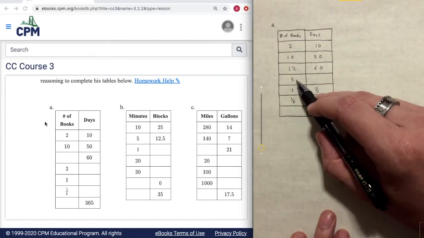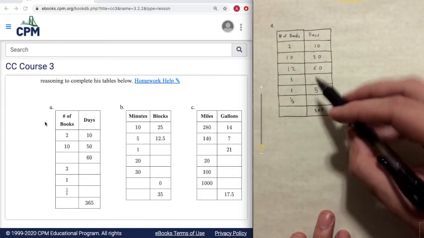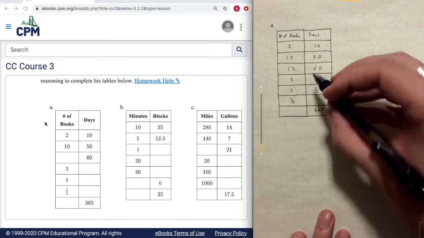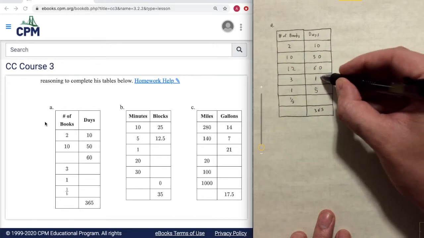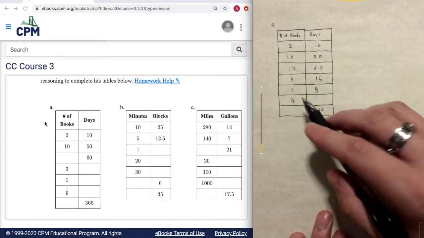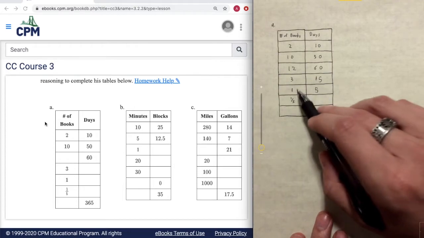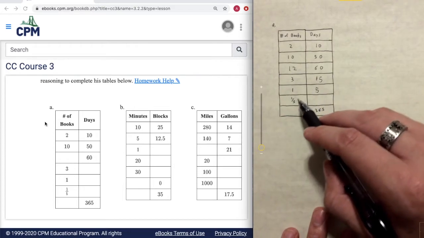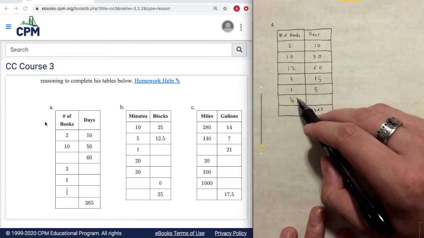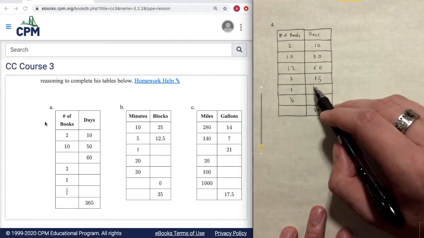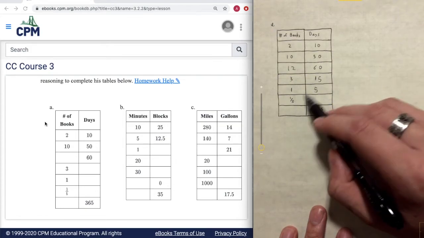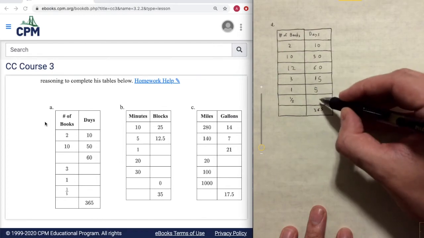So then 3 books, using proportional reasoning, should take him 3 times as long. It'll take him 15 days. So now that we know it's a 1:5 ratio, well, what about 1/5 of a book? If you can read a whole book in 5 days, then 1/5 of a book should just take 1 day.